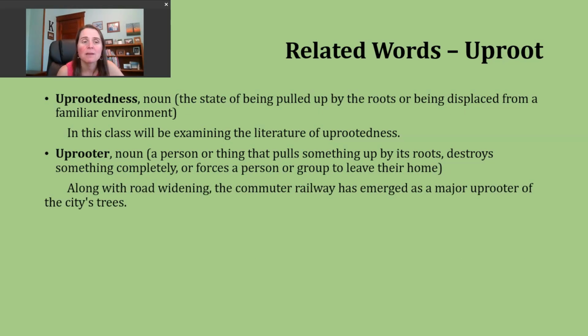An example of this might be, "Along with road widening, the commuter railway has emerged as a major uprooter of the city's trees." Here we're kind of talking about what's responsible for the tree loss, or the things that have been kind of pulled out and destroyed, it sounds, through sort of transportation improvements being made in a particular city.